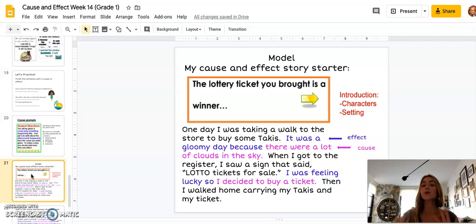I'm going to create an introduction with characters and a setting to talk about the cause and effect. I'm going to have a story, and in my story, I'm going to have cause and effect. I'm going to read you my model, my example. One day I was taking a walk to the store to buy some Takis. It was a gloomy day because there were a lot of clouds in the sky. When I got to the register, I saw a sign that said, Lotto tickets for sale. I was feeling lucky, so I decided to buy a ticket. Then I walked home carrying my Takis and my ticket. As you can see, I color-coded the effect and cause for my example.